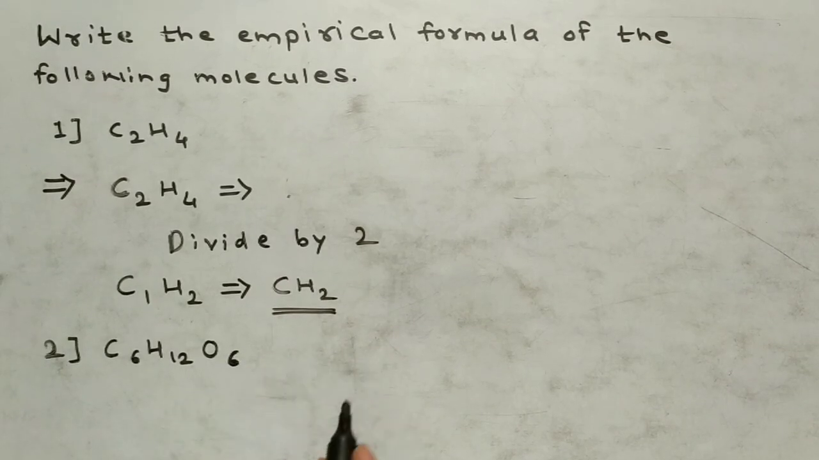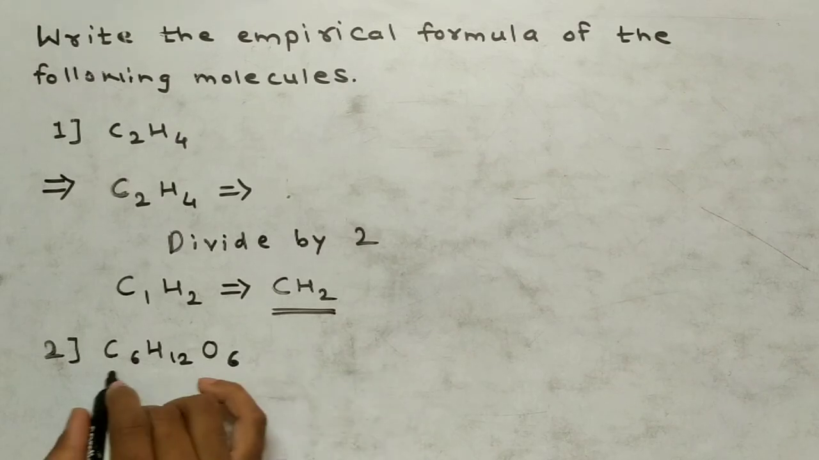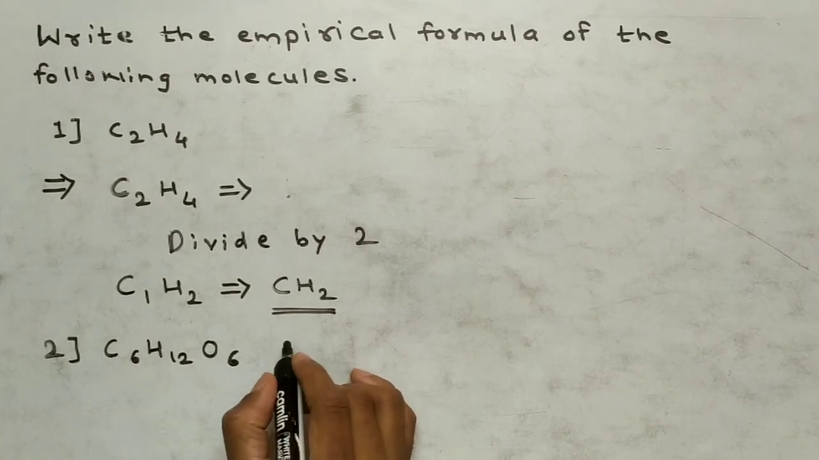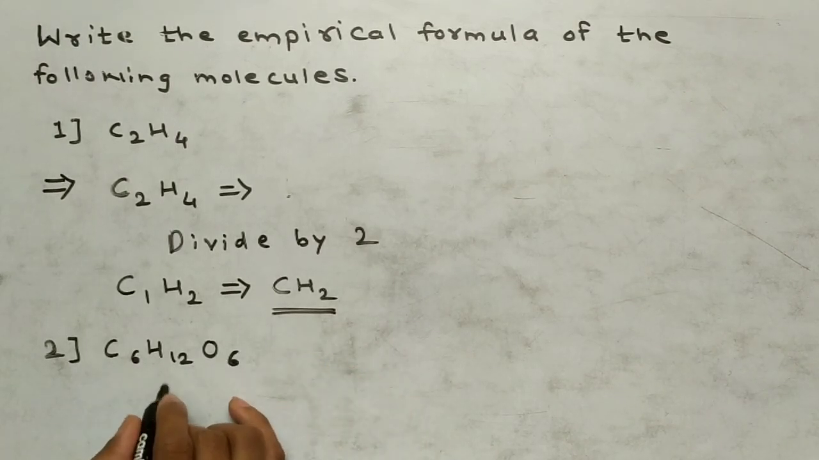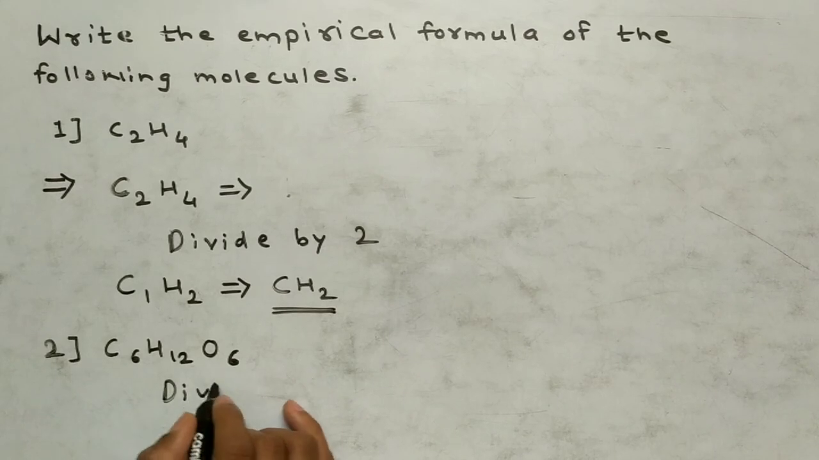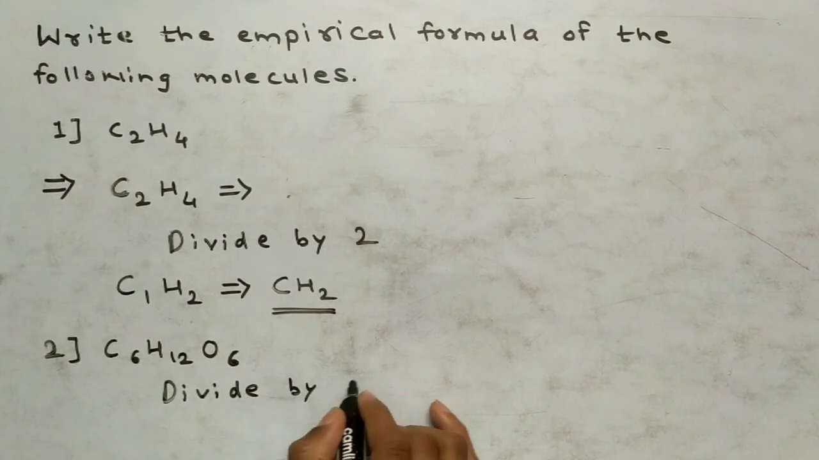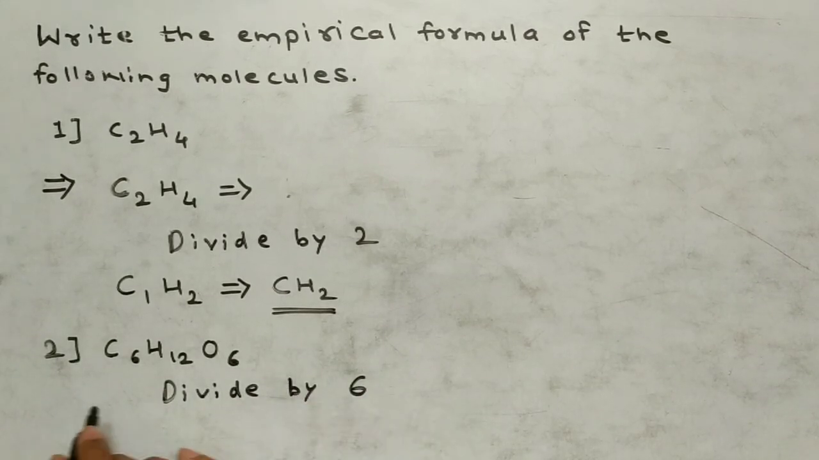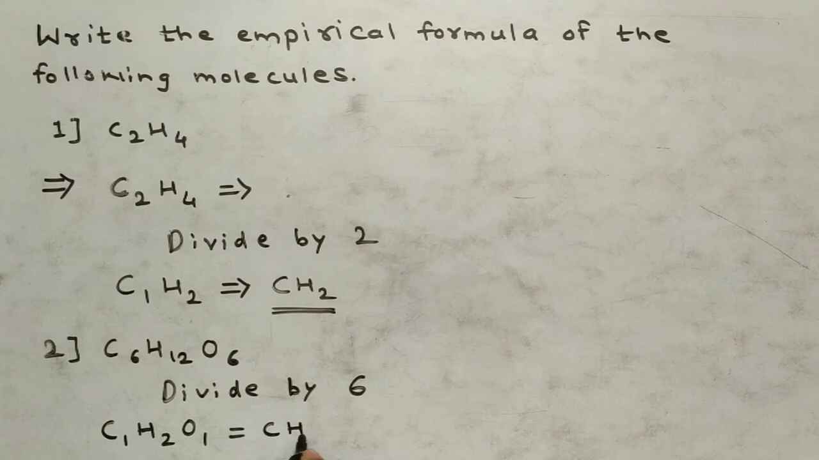C6H12O6. The smallest whole number is 6, so we'll divide this formula by 6. So I will just write divide by 6. So after dividing we will get C1H2 and O1. So normally we don't write 1 in the formula, so it will be CH2O. So this is our empirical formula.